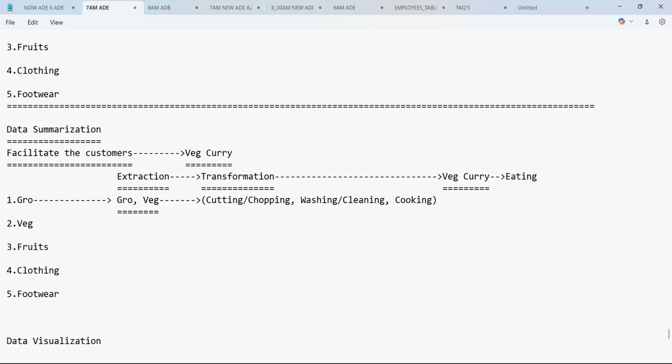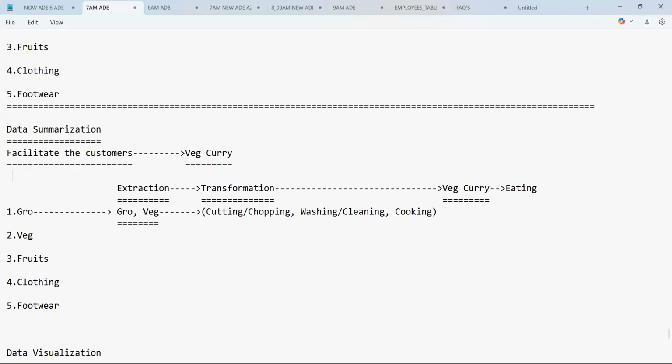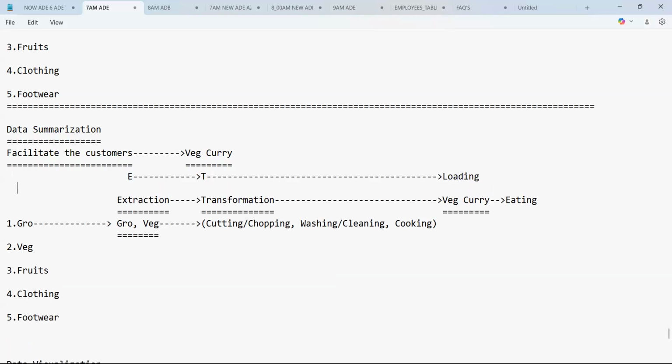So, guys, what processes have we done? First of all, we have done the process of what? Extraction, that is choosing of vegetables. Then after getting them home, you have performed the transformation, that is nothing but changing the form. And finally, you will eat the vegetable curry. So this is called as what, guys? Loading process.